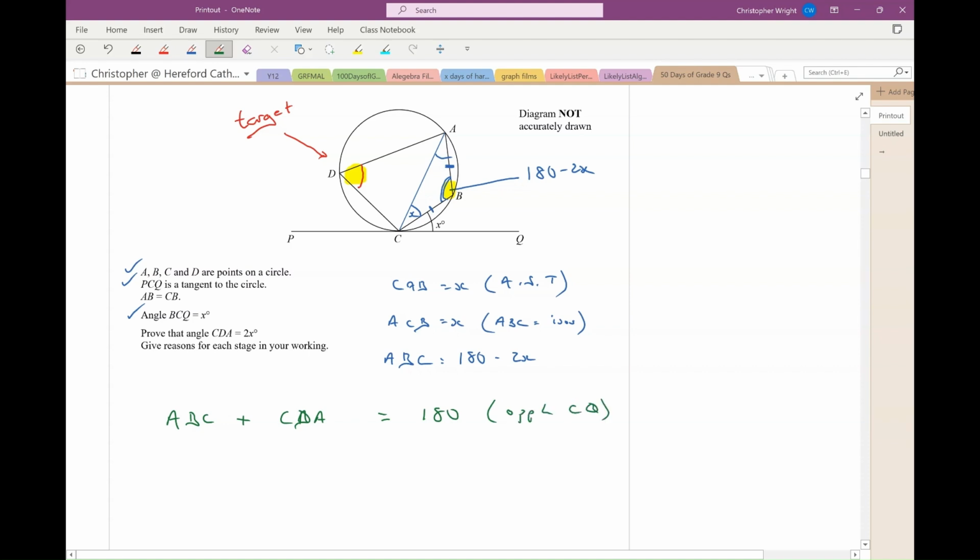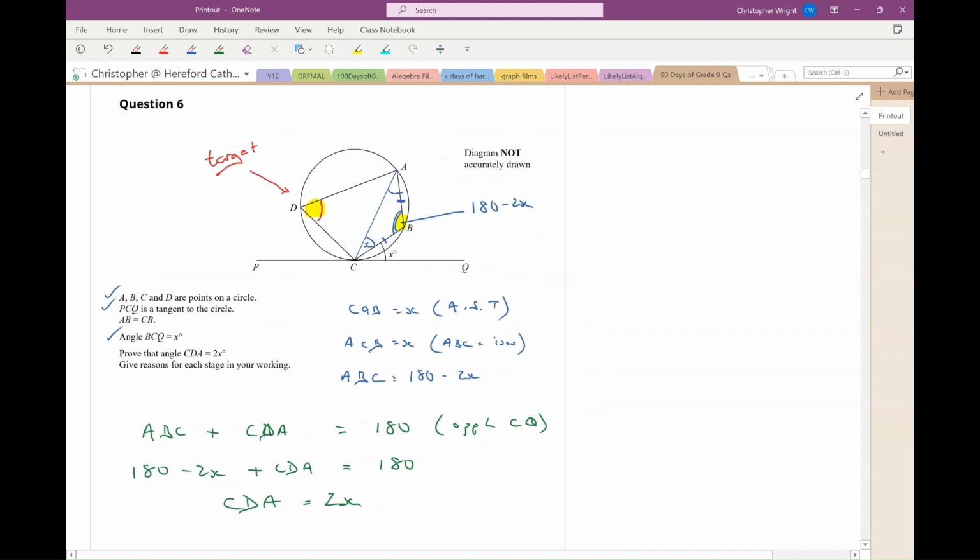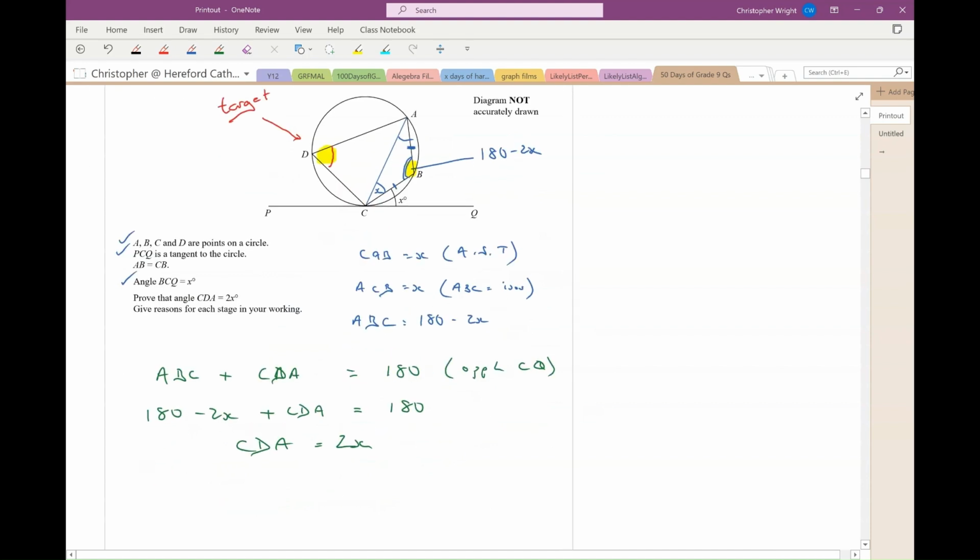I'll leave you to write that out in full hand. So ABC is 180 minus 2x, plus CDA has to equal 180. Well, therefore, CDA must equal 2x. There you are. Bob's your uncle. It's done. Prove that CDA is 2x. Give reasons for each stage of your working. That's question 6. Finished.